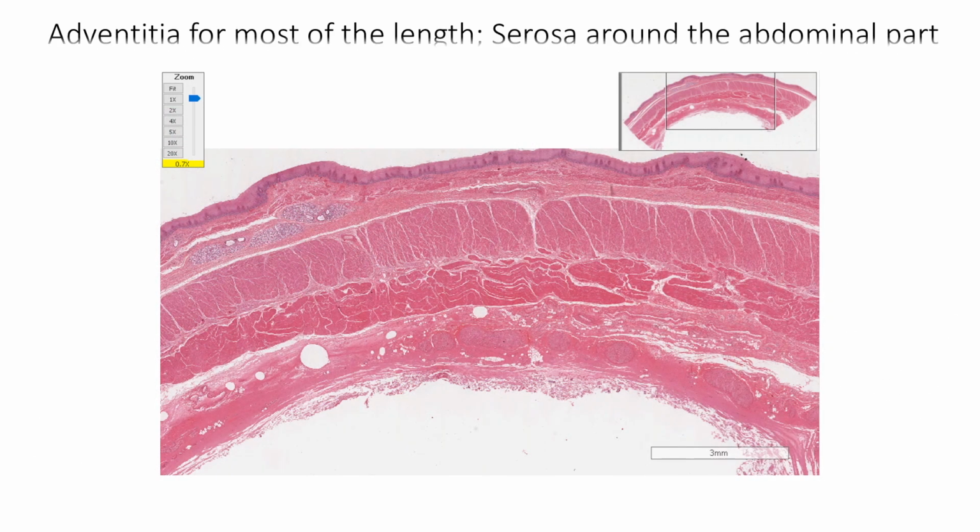Adventitia is seen for most of the length of esophagus. Serosa is seen only in the last 2 centimeters of esophagus, which is present in the abdomen.